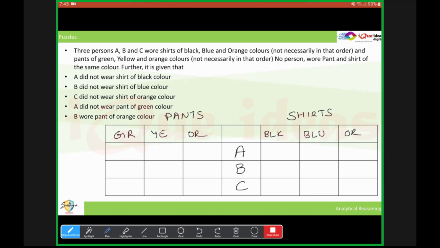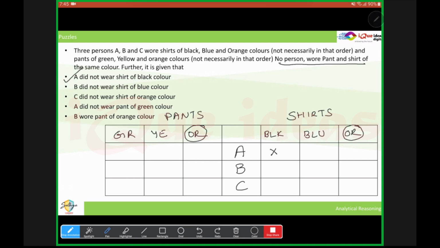Now, it says that no person wore a pant and shirt of the same color. So it is important to remember that orange is the only color which is common. So if somebody is wearing an orange shirt, they cannot wear the orange pant. Somebody who is wearing the orange pant cannot wear the orange shirt. Now, we start looking at the five clues which are given. The first clue says A did not wear a shirt of black. So A and black I cross out, but I cannot put a tick, right?